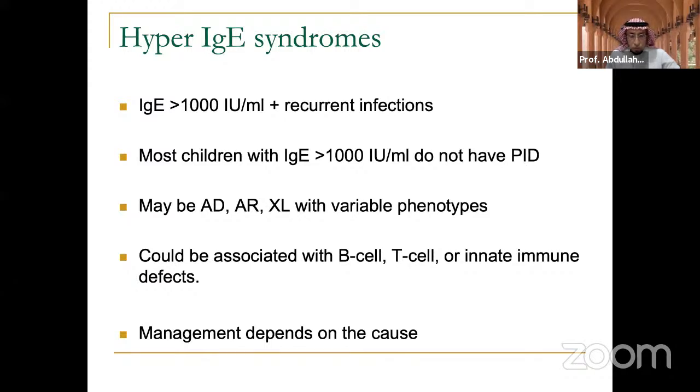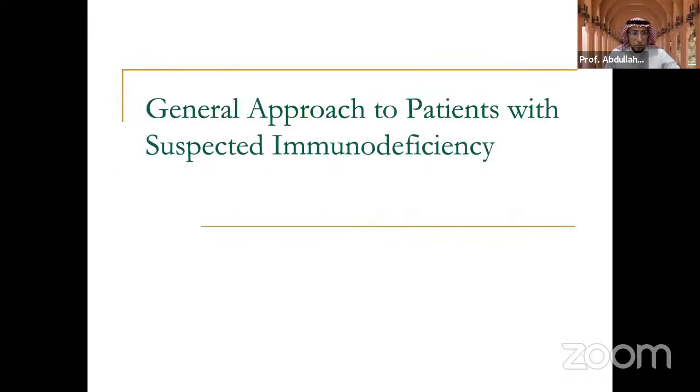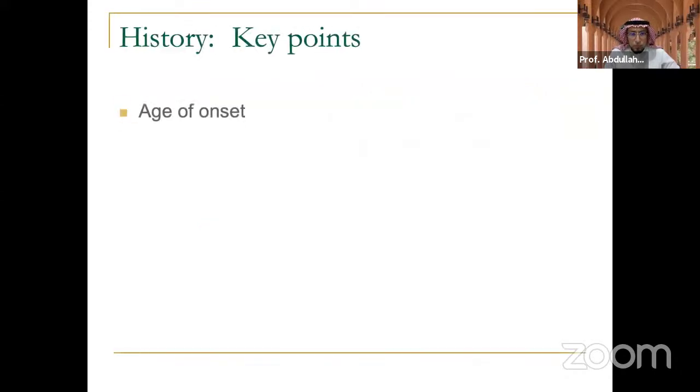As I said, it could be associated with B cell, T cell, or innate immune defects, and the management would depend on the cause. So, having just a very general overview of the immune system and defects that may affect different lines of the immune system, how should we approach a child with suspected immunodeficiency? As I said earlier, history and physical examination will give the most important clues.